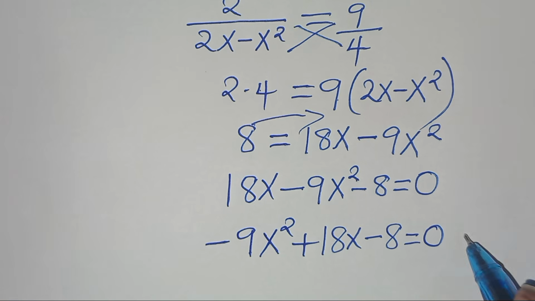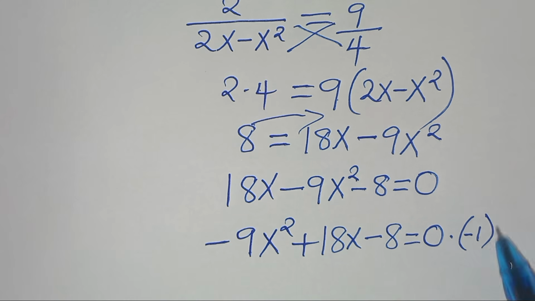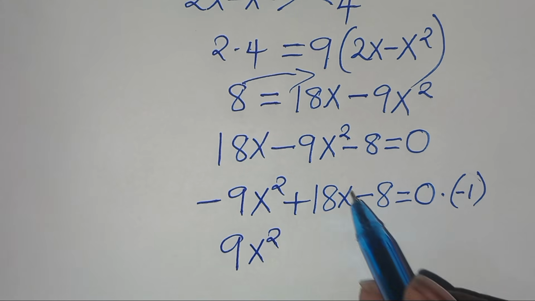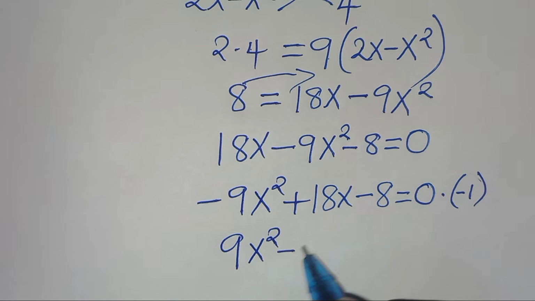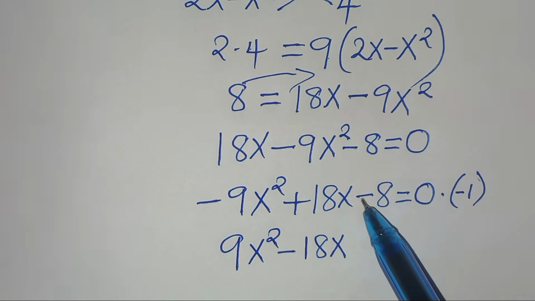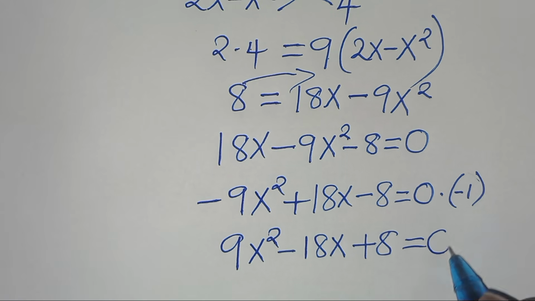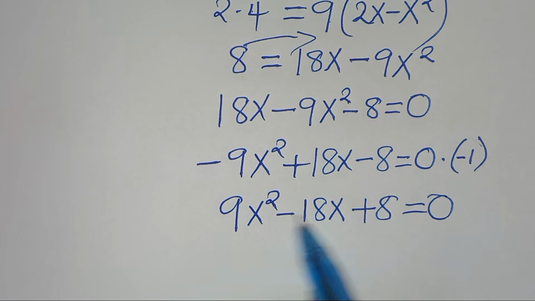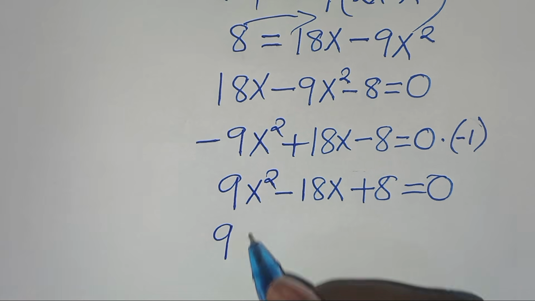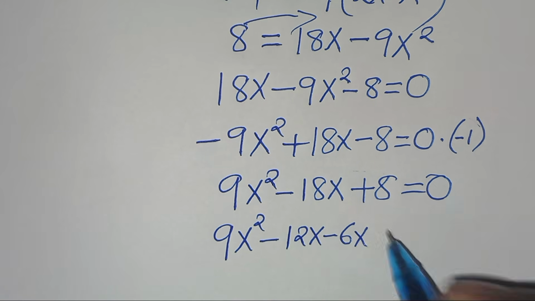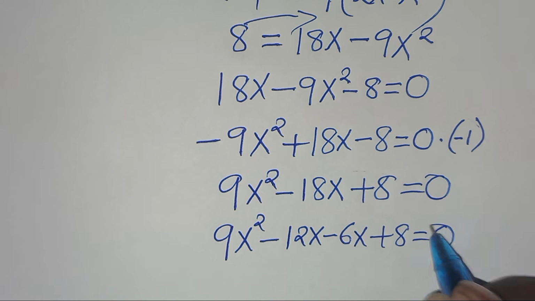So let's multiply everything here by negative 1. So negative 9x squared times minus 1, this is 9x squared. Plus 18x multiplied by minus 1, this is minus 18x. Then we have minus 8 times minus 1, this is plus 8, and this is equal to 0. Now, again, this is a quadratic equation. We can solve this by factorization method. We have 9x squared minus 12x minus 6x plus 8. This is equal to 0.